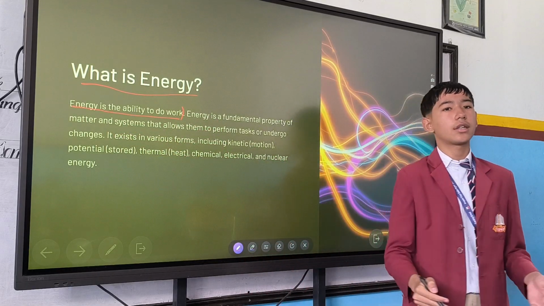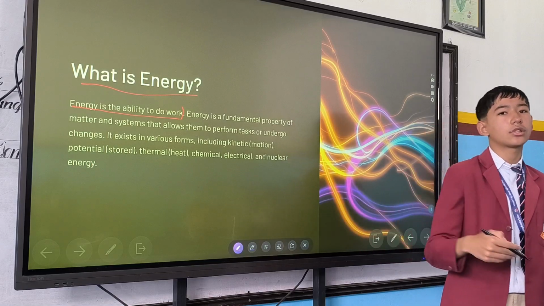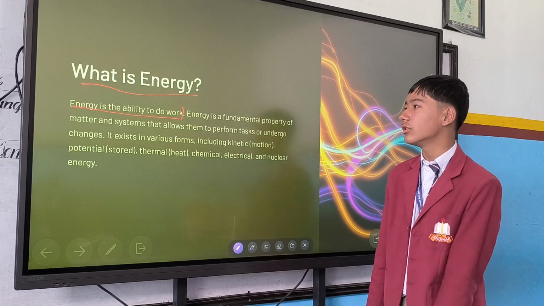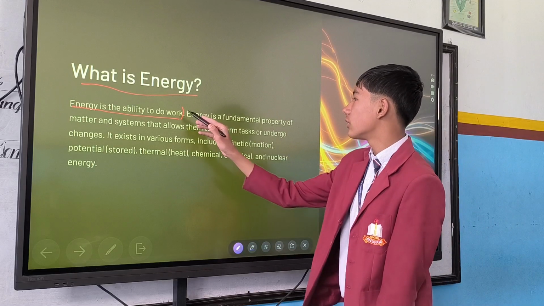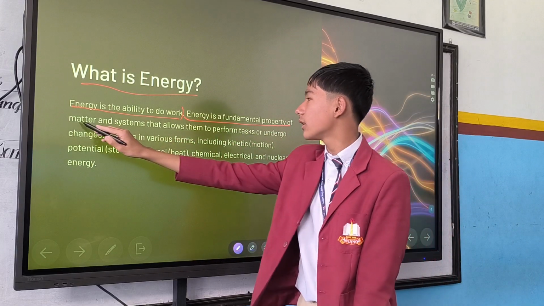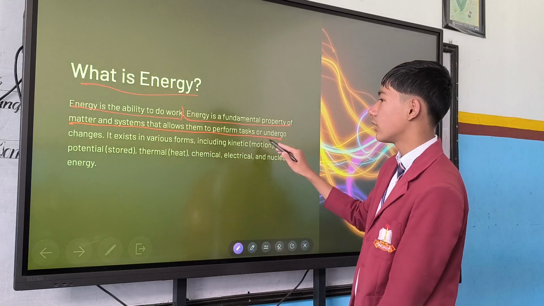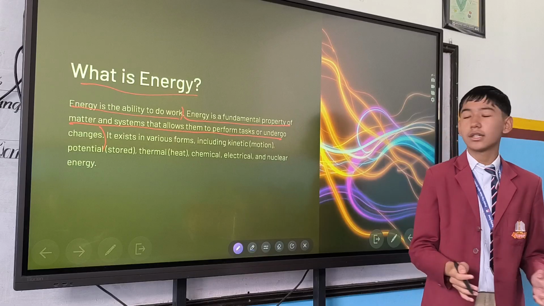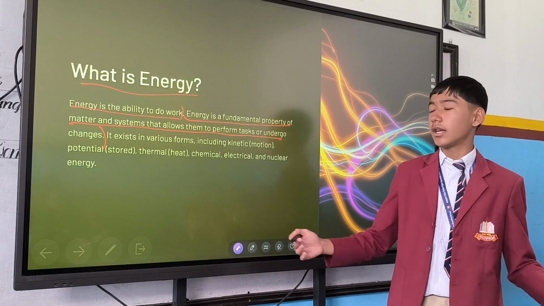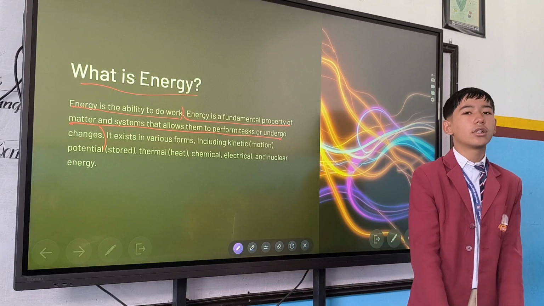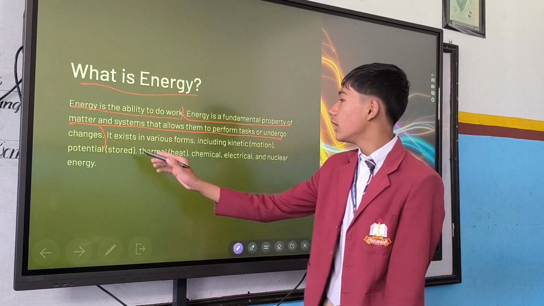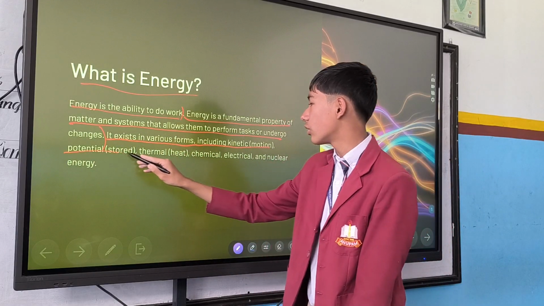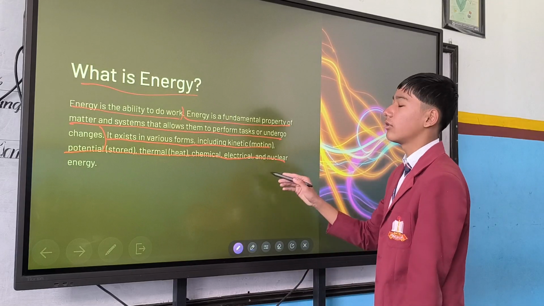We are doing work right now. We are coming from our home to school. In the process of coming from home to school, you are using energy too. Energy is a fundamental property of material systems that allows them to perform tasks and undergo changes. It's a property that systems use so that you can do any work, you can perform your tasks. It exists in various forms including kinetic, motion, potential, stored, thermal, heat, chemical, electrical and nuclear energy.